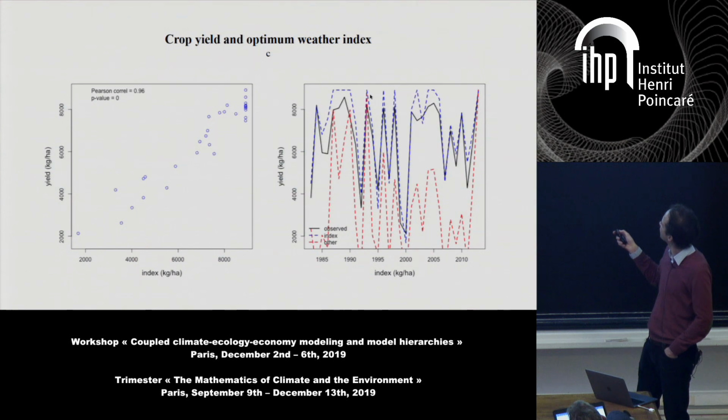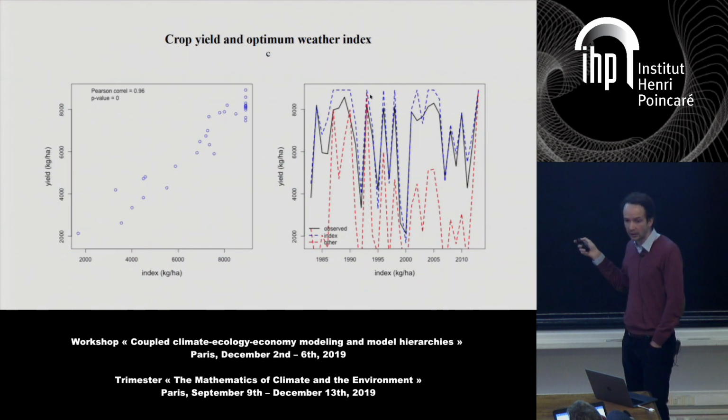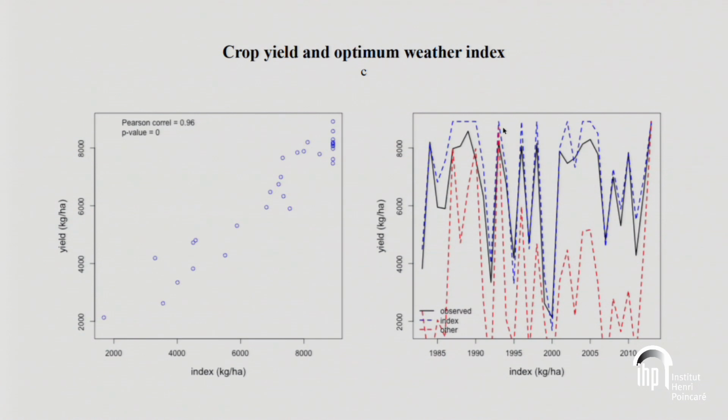This is simulations done in China. Here I'm just plotting 2 weather indices. The optimum weather index is the blue dotted line. And the black dotted line is an observed crop yield. So this is the observed crop yield in a particular location in northeast China. And you observe how the optimum weather index, built only using daily rainfall data, matches the physical production of the crop.